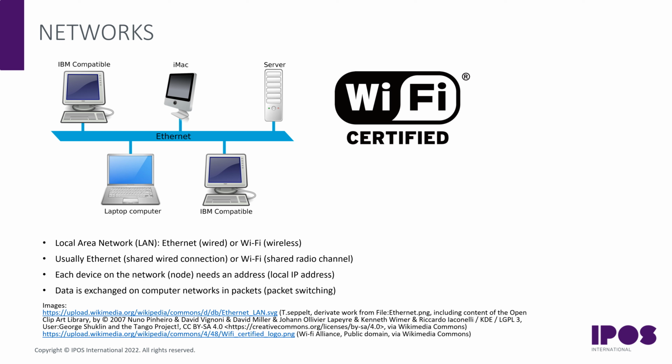To communicate with one another, each device or node on the network needs to be assigned an address. This is usually done dynamically, meaning that the address is assigned only upon a successful connection to the network. Computer networks also exchange data using something called packet switching, meaning that data is first split into packets before they are sent across the network, and then they are assembled at the destination when all the packets have arrived.